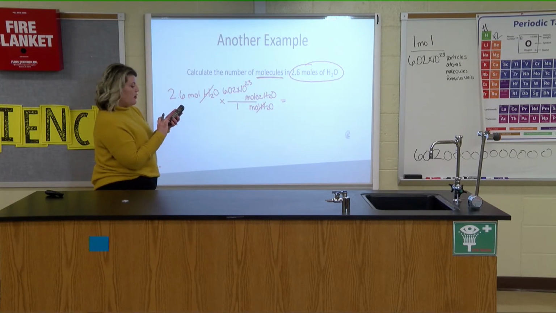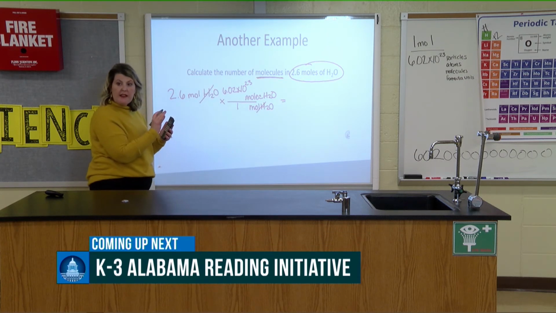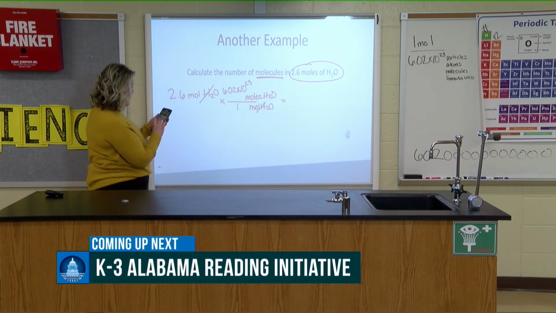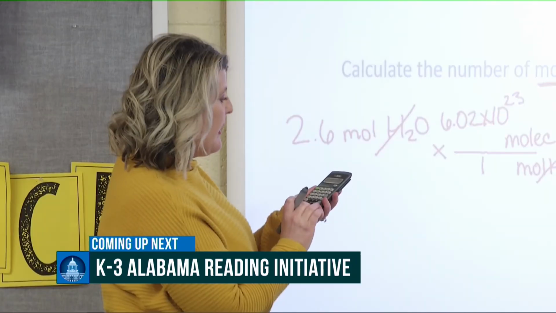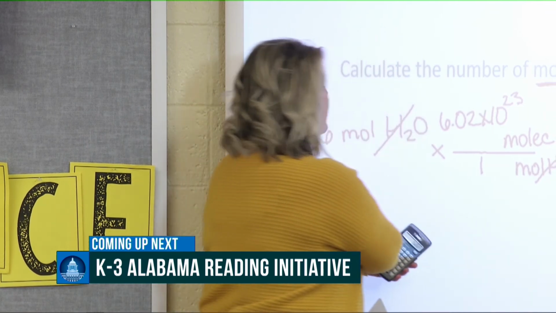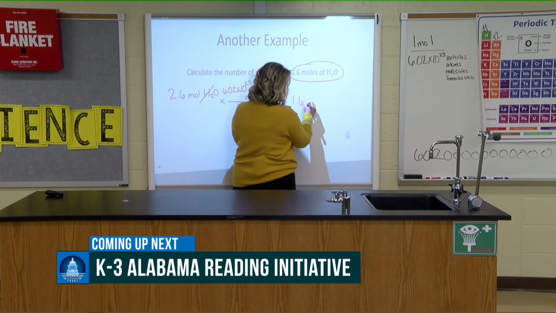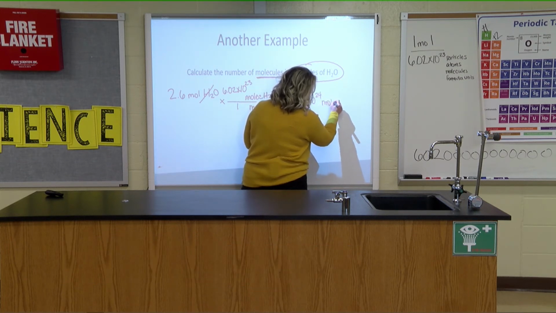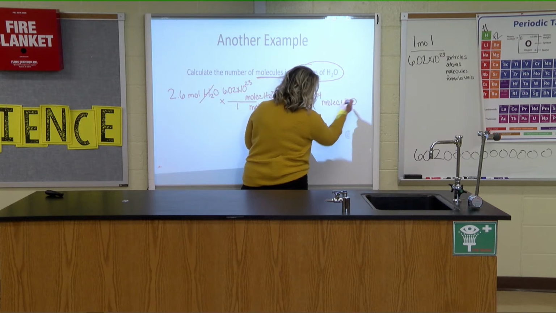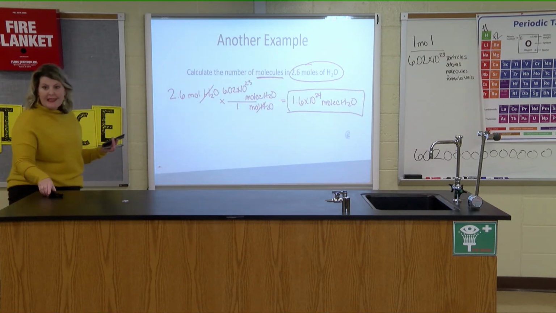So let's put this in. 2.6 times, because it's on the top, and anything across the top you're going to multiply, 6.02 EE23. Make sure you check sig figs. I need 2 in this case, and that's going to give me 1.6 times 10 to the 24th molecules of water. All right, so easy.